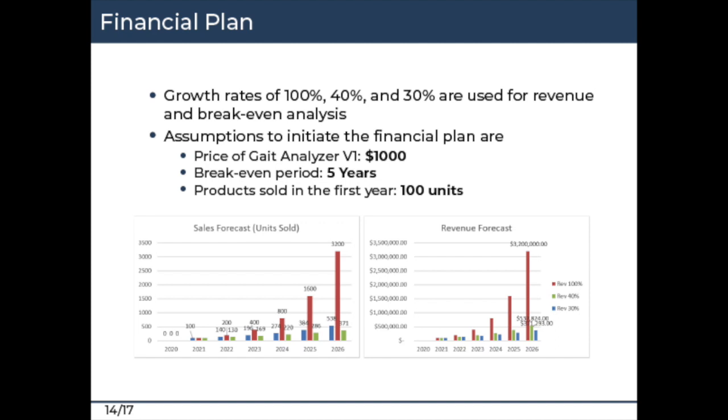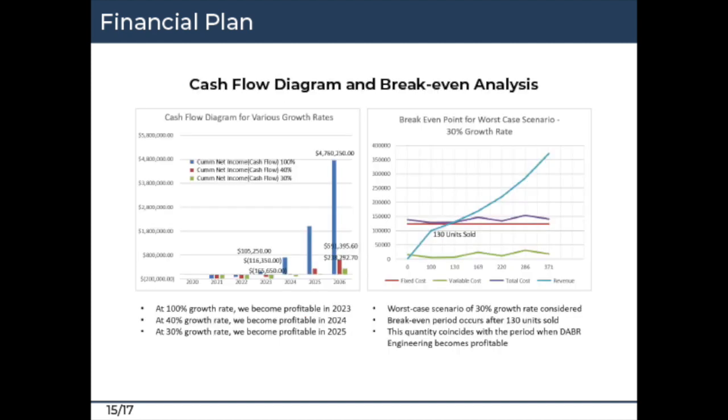Here's an illustration of what our sales and revenue forecast would look like. Moving on to the cash flow diagram, we will look at the growth rate of 30%, which is highlighted by green in the graph shown here. In the initial stages of the venture, we would need about $300,000 as an angel investment for about 30% of equity share. We aim to be profitable by the 4th year, which is correlated to the break-even analysis, which shows that we will need to sell at least 130 units to break even.